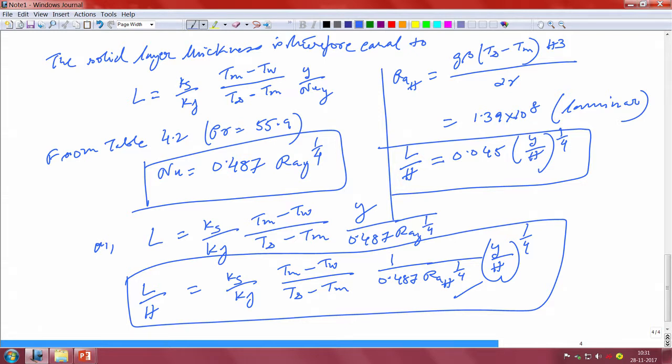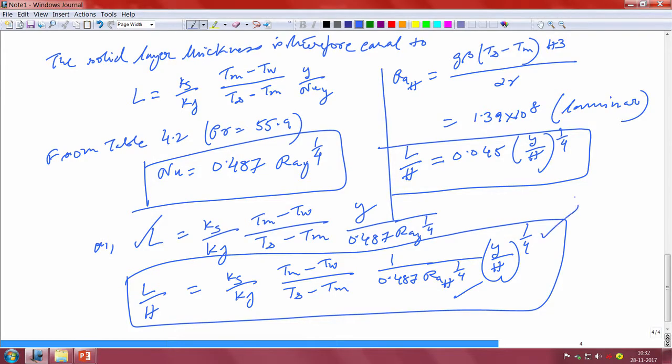As you can see, the important concept we used was that whatever heat flux is coming through the natural convection boundary layer is transmitted through the solidified layer, and we have just equated the two. We have shown that L is proportional to y to the power of 1/4, so it grows exactly like the laminar natural convection boundary layer. This completes one of the set.